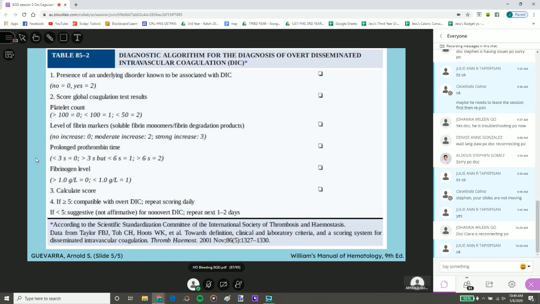So a total score of 5 or higher indicates overt DIC, whereas a score of less than 5 does not rule out DIC but may indicate DIC that is not overt. Prospective validation studies show that this scoring system is highly accurate for the diagnosis of DIC. The sensitivity of the DIC score for the diagnosis of DIC is 91 to 93%, and the specificity is 97 to 98%.